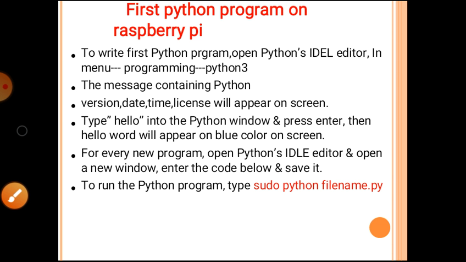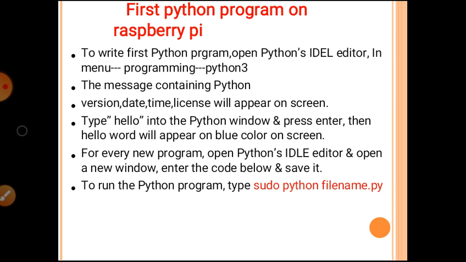Next, the first Python program on Raspberry Pi board. How to write the first program on Raspberry Pi board? First, we have to write the first Python program. Open the Python IDE editor. Go in menu, then in programming. After that, select the Python 3 module. Then a message containing the Python version, date, time, license will appear on the screen.